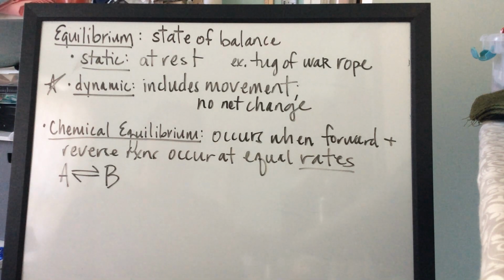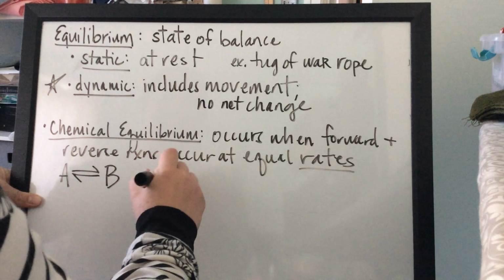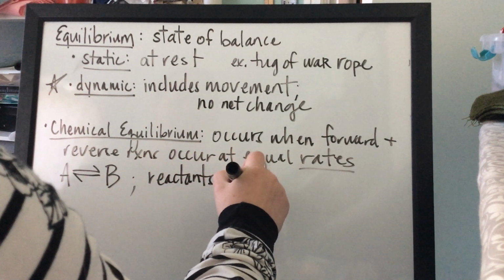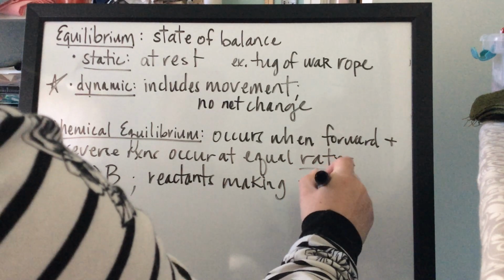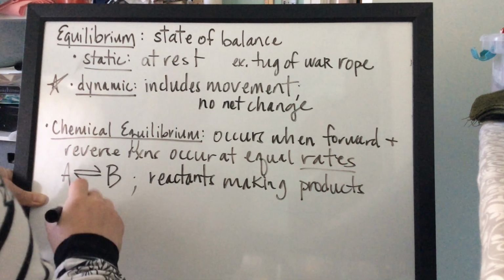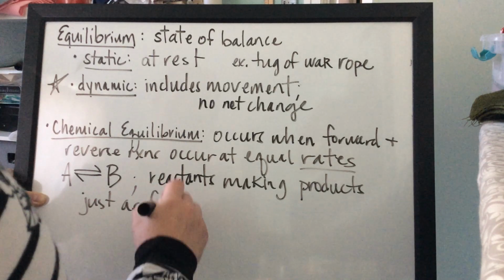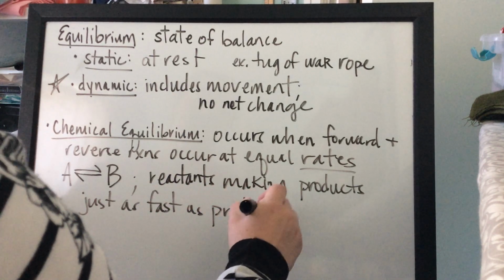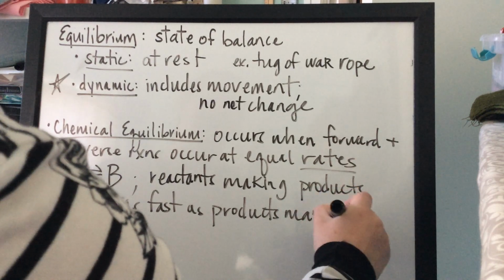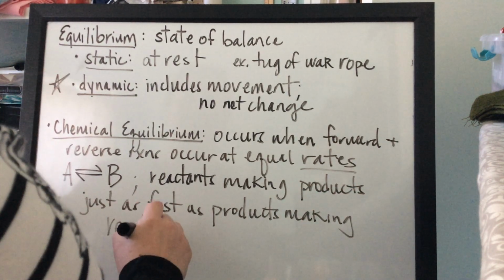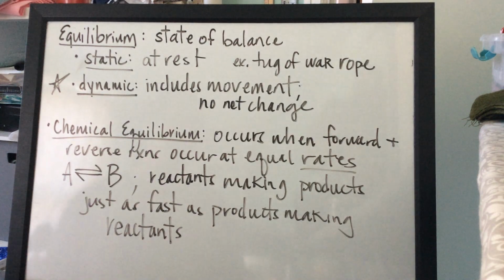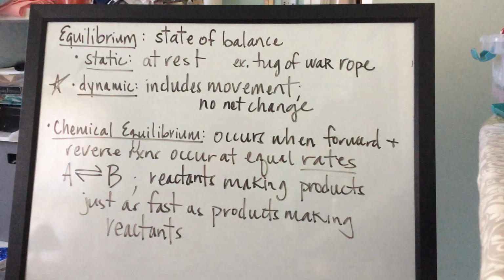So, in the discussion of chemical equilibrium, what we could say is that your reactants are making your products just as fast as your products are making your reactants. Okay, and thus that reversible, my markers are dying, I apologize. Thus that reversible nature of this reaction, okay, is that A is making B just as fast as B is making A, but overall there's no net change.